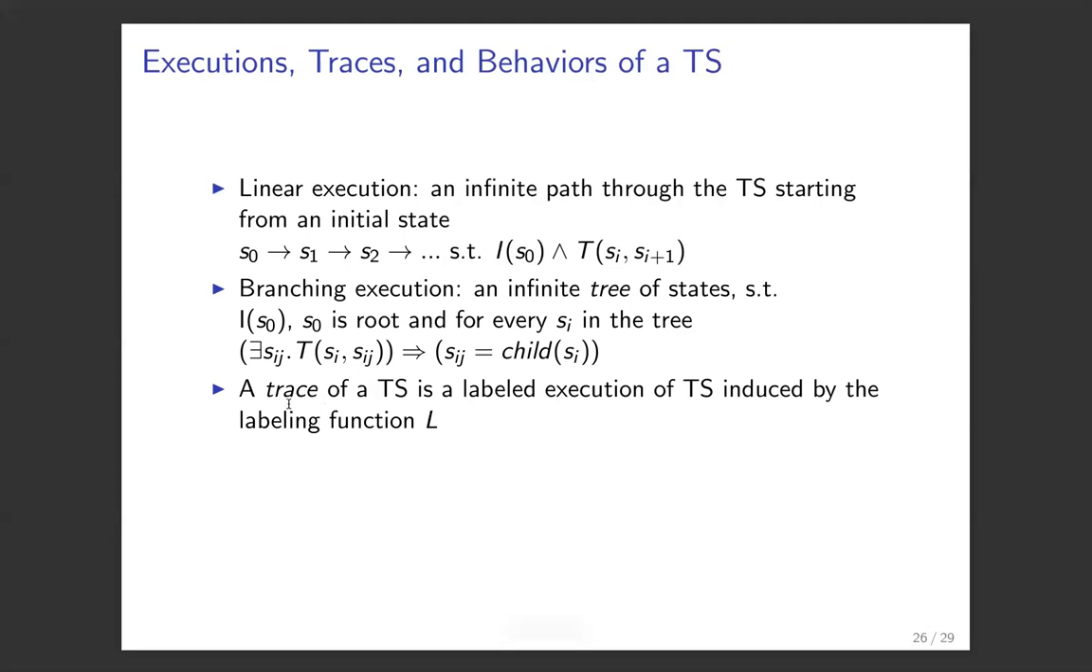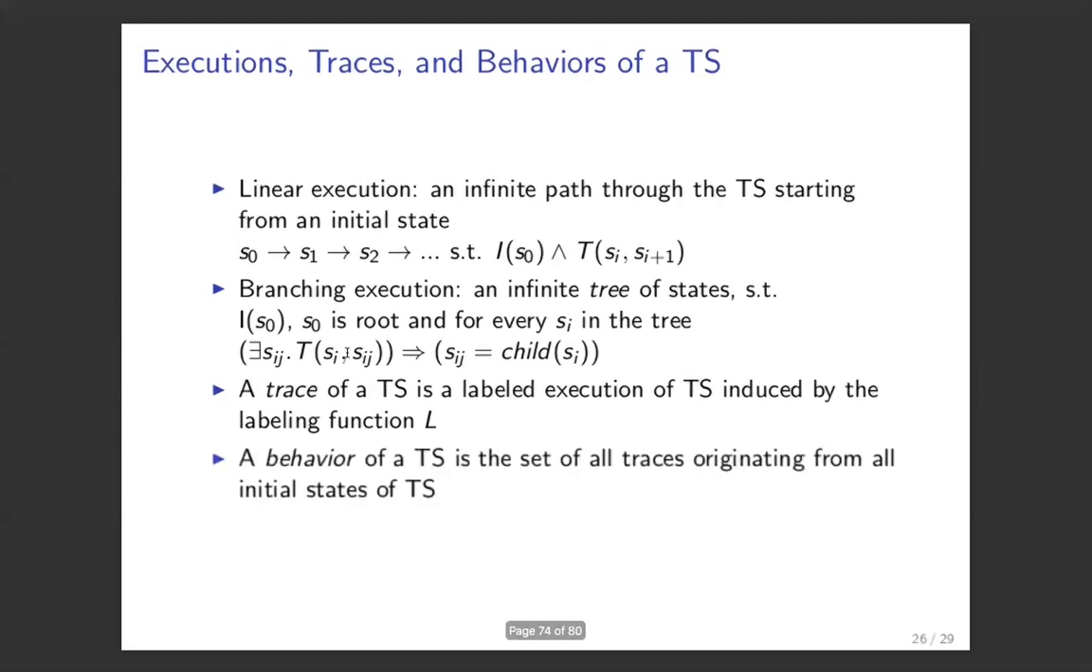Okay, so whereas a trace of a transition system is a labeled execution of TS, induced by the labeling function. So for every execution here, if I just apply the labeling function on each of those states, what I get is what I call a trace. So here it will be a linear trace, or a branching trace. And a behavior of a transition system is the set of all traces originating from all initial states of TS. So that is a set. This is from individual execution. An individual trace is something starting from a particular state, and the behavior is the set of all traces that originate from any possible initial states.